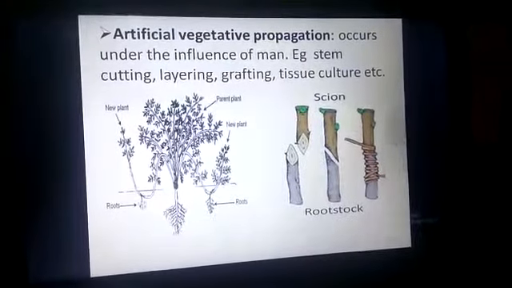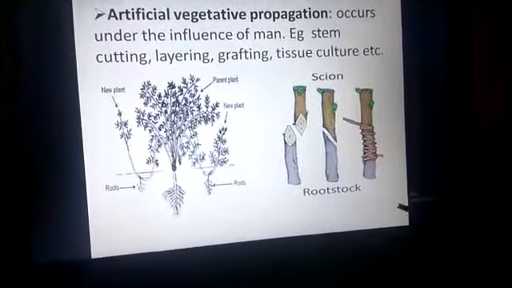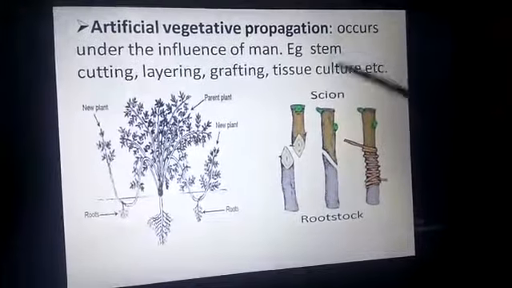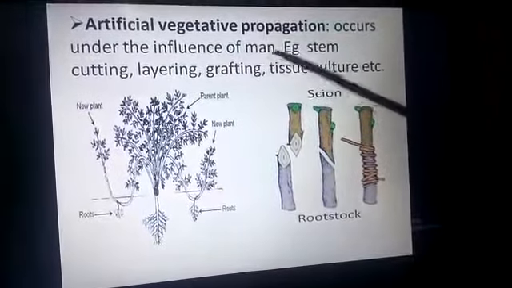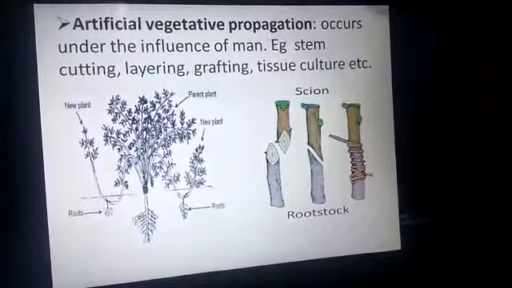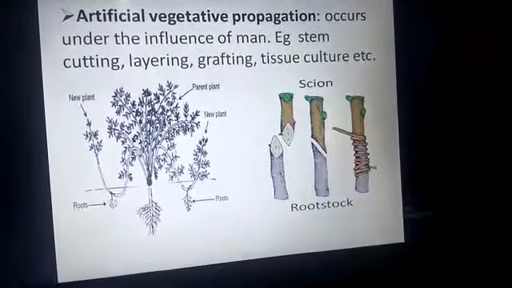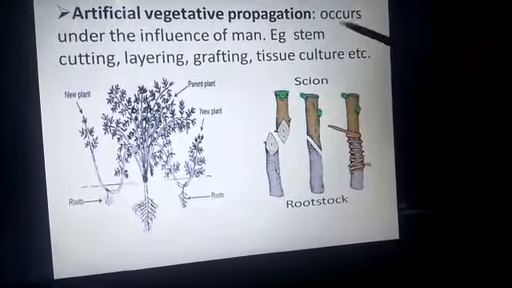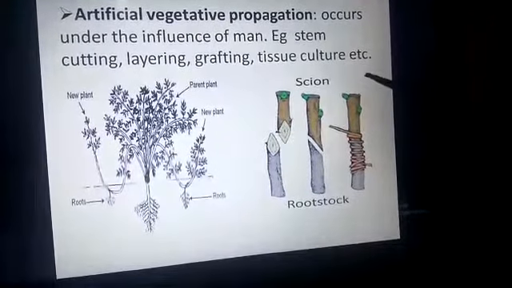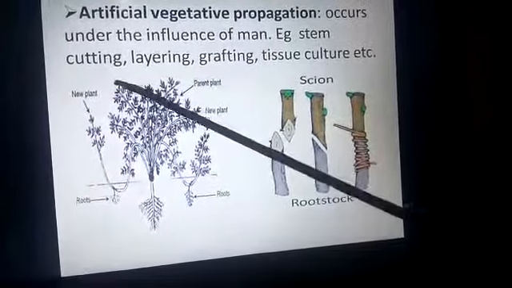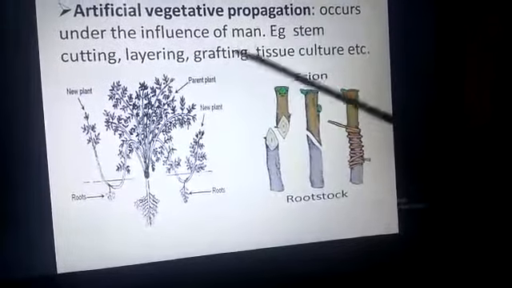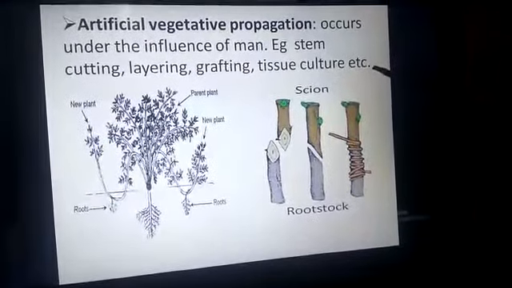The second one is artificial vegetative propagation. If the propagation of a plant occurs under the influence of man, then such propagation is called artificial vegetative propagation. Examples of artificial vegetative propagation are stem cutting, layering, grafting, tissue culture, etc.